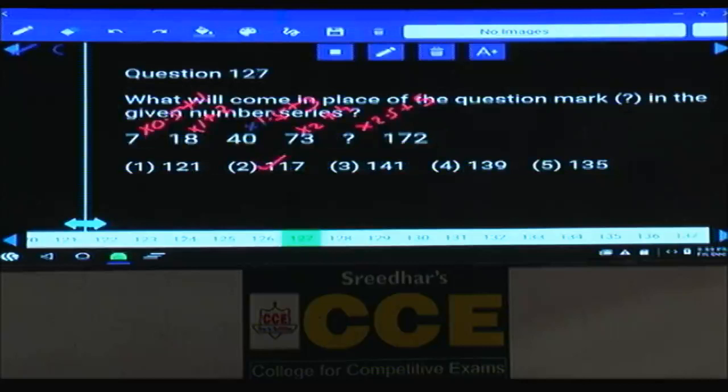Then coming to 127. Now in this 127, 7, 18, 40 and so on. 7 and 18, the difference is 11. 18 and 40, the difference is 22. And 40 and 73, the difference is 33. What are the differences here? 11, 22, 33 are nothing but the multiples of 11. Next, how much should be added here? 44. 3 plus 4, 7, 7 plus 4, 11. 117, that is choice 2.